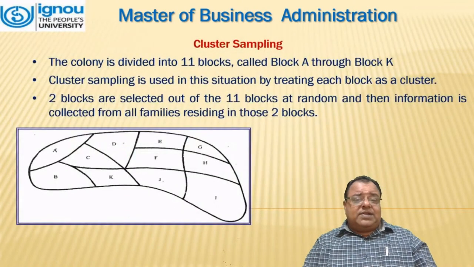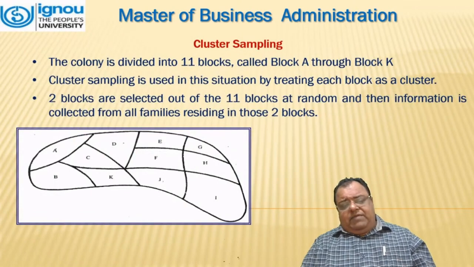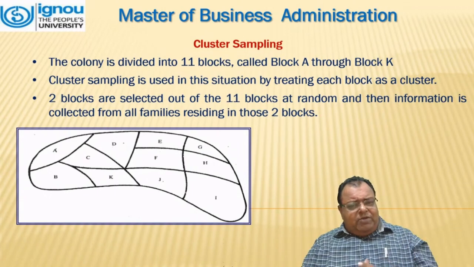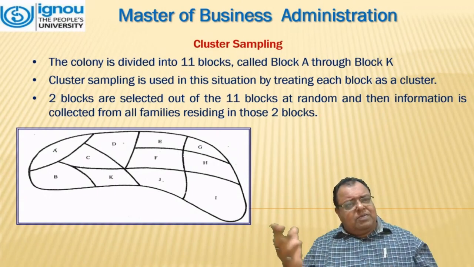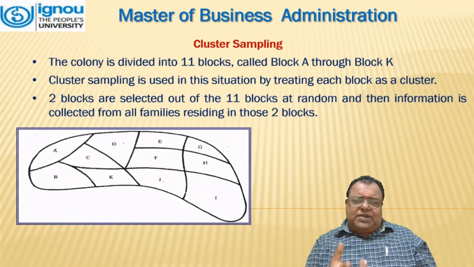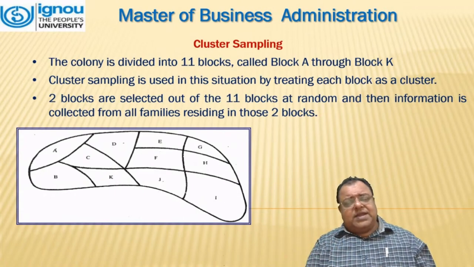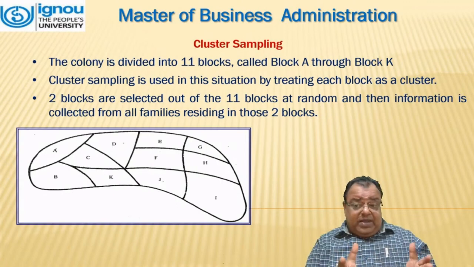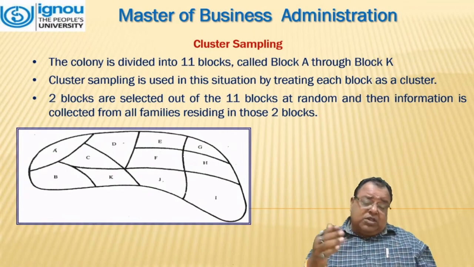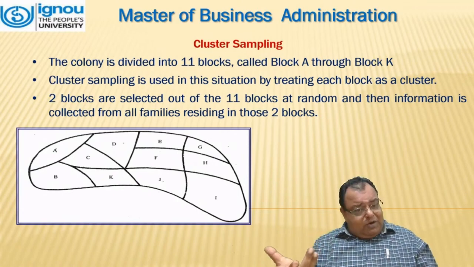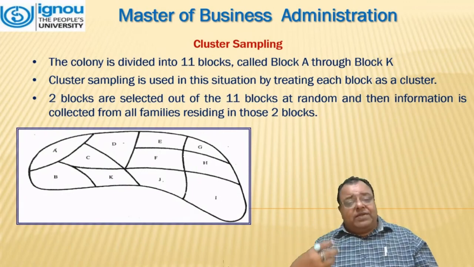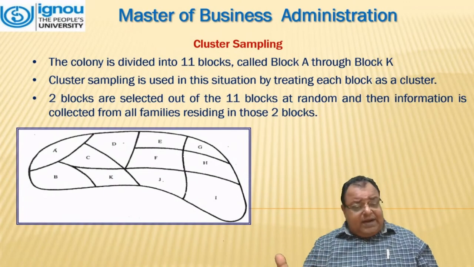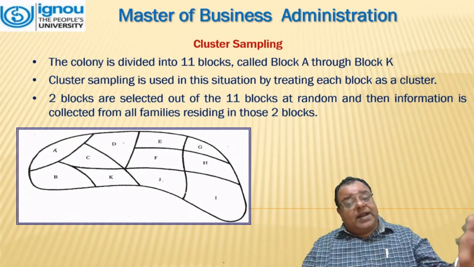Then comes your cluster sampling. We take up an example of a colony which is divided into 11 blocks, from block A to block K. Cluster sampling is used in this situation by treating each block as a cluster. 2 blocks are selected out of 11 blocks at random, and the information is collected from all the families residing in those 2 blocks. The information we gather from these 2 blocks can be considered applicable to all other 9 blocks also.